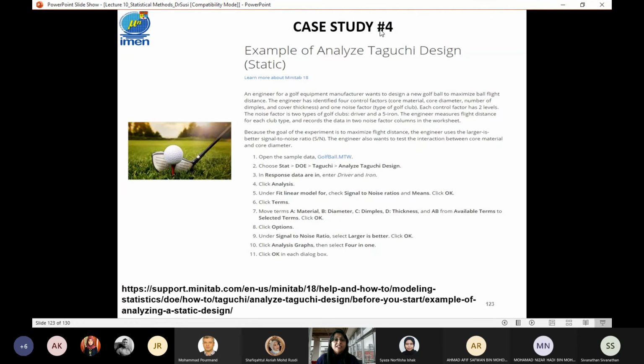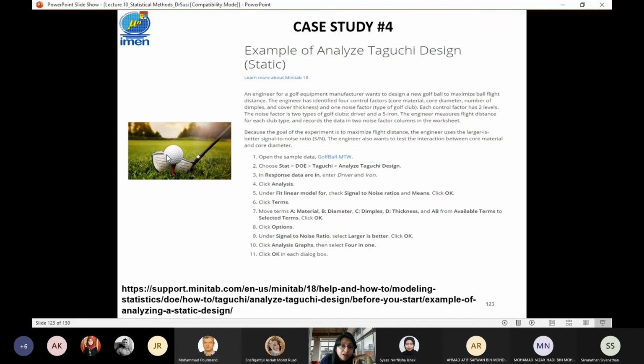Okay. Case study number 4 is actually from Minitab. This is a static design, by the way. You have 2 parameters here that they want to look at: one is the golf ball and the second one is the golf club. This is a golf ball manufacturer, and they want to optimize the golf ball, looking at the core material, the core diameter, the number of dimples, the dots on top of here, and also the cover thickness.